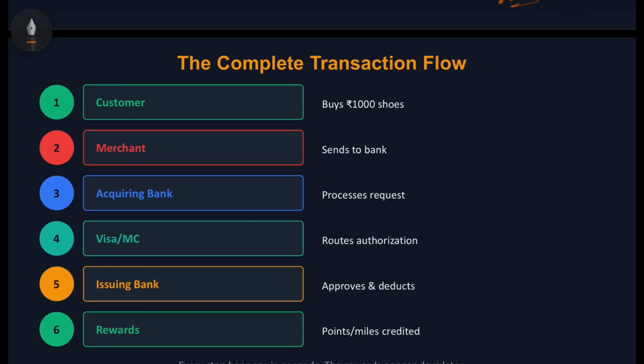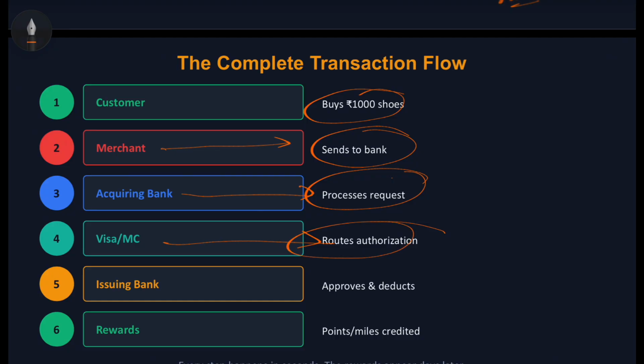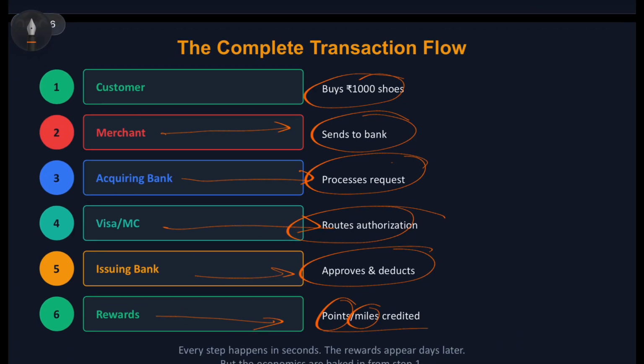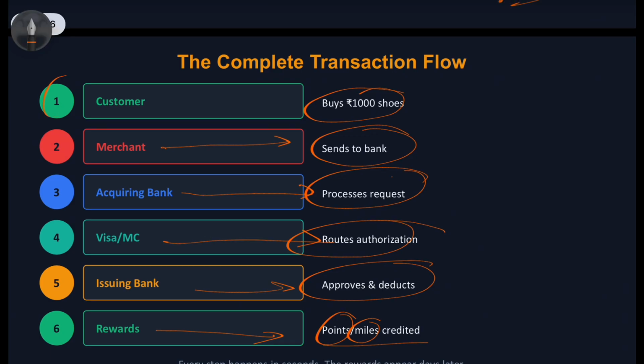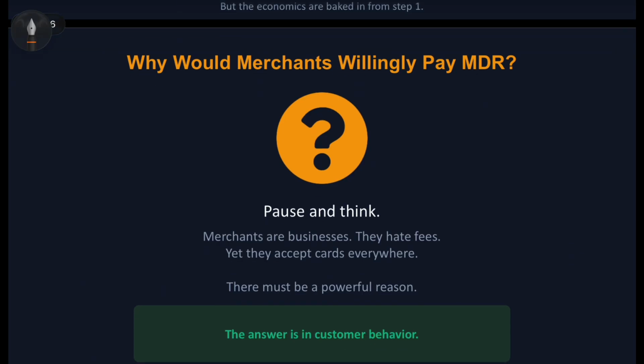So to understand the complete transaction flow, you buy 1,000 rupees worth of shoes. The merchant sends it to the bank. The acquiring bank processes the request, and then Visa or MasterCard authorize and route it, and the issuing bank approves and deducts the amount. And whatever reward is created, the points or the miles, are credited to your account. Every step happens in seconds. The reward appears days later, but the economics are baked in from step one.